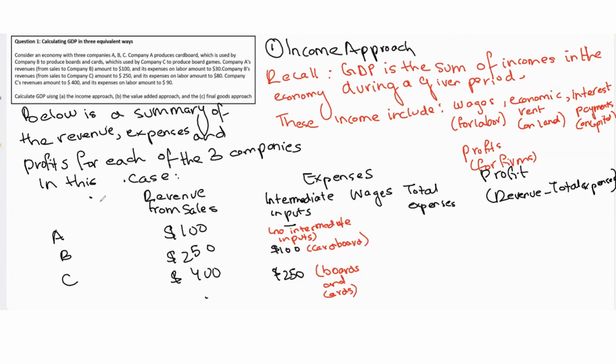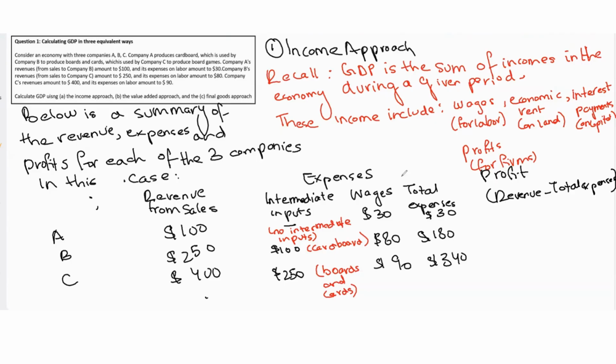Now wages: the information is directly given to us. For company A, we're told the wages are $30. For company B, we're told they are $80. And for company C, we're told they're $90. So the total expenses for company A are just 30. For company B, they're 180. For company C, they are 340. We're just adding the wages and the cost of intermediate inputs.